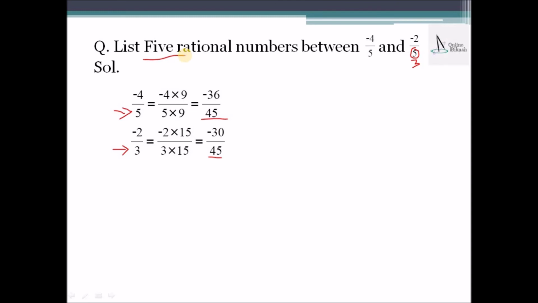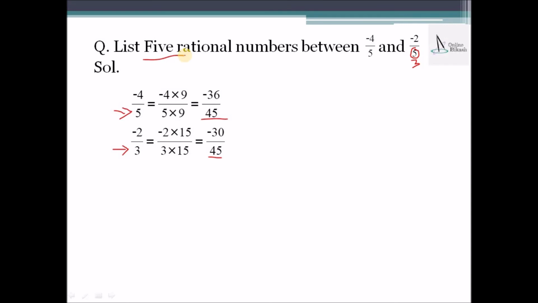So whenever 5 or 10 rational numbers are asked, always you try to do one thing: make the denominator larger. I could multiply 3 with this 5, and I could multiply 5 with this 3. But in that case, I would get 15 as the common denominator, and I would find only 1 or 2 rational numbers. So for safety, you have to keep the denominator a large number.